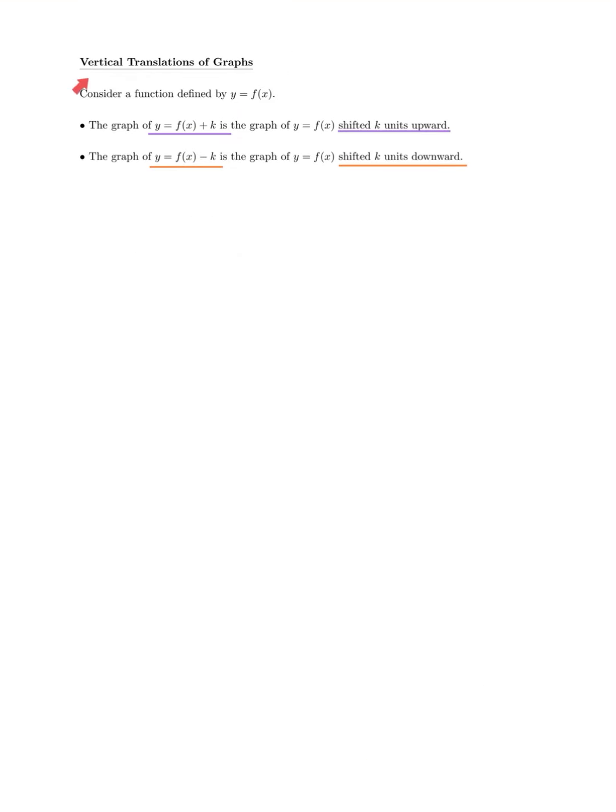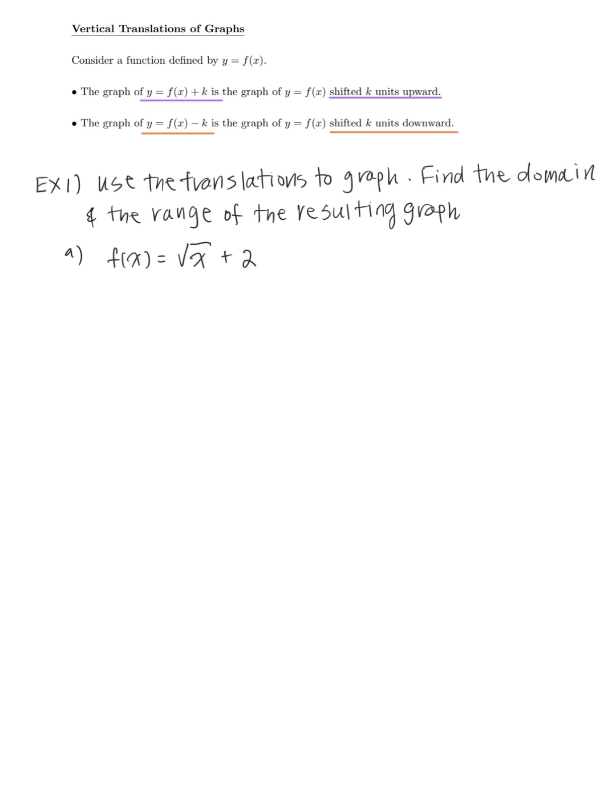Our first topic is vertical translations of graphs. So consider a function defined by y equals f of x, so this will be your mother function. And it says the graph of y equals f of x plus k is the graph of y equals f of x shifted k units upward. And the graph of y equals f of x minus k is the graph of y equals f of x shifted k units downward.